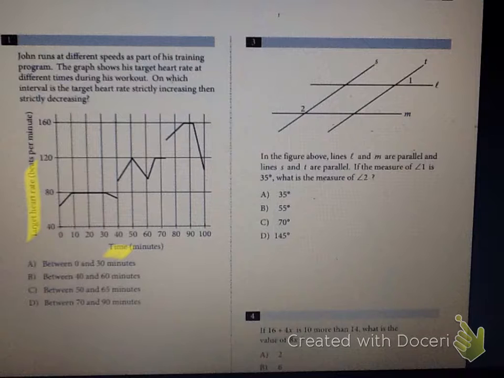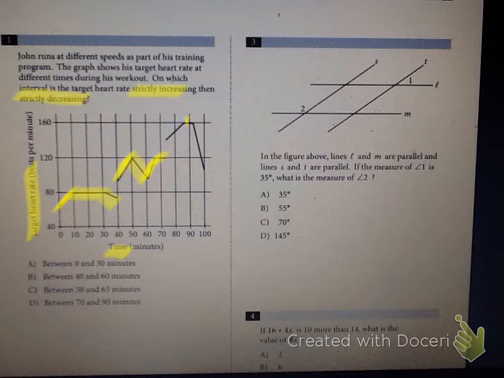It says on which interval is the target strictly increasing, then strictly decreasing. So look, we have some different intervals here, and right here the interval will be increasing, then steady, then decreasing. So I know that's out. Increasing, decreasing, increasing, steady, increasing, steady, decreasing. So none of those whole intervals are what we want.